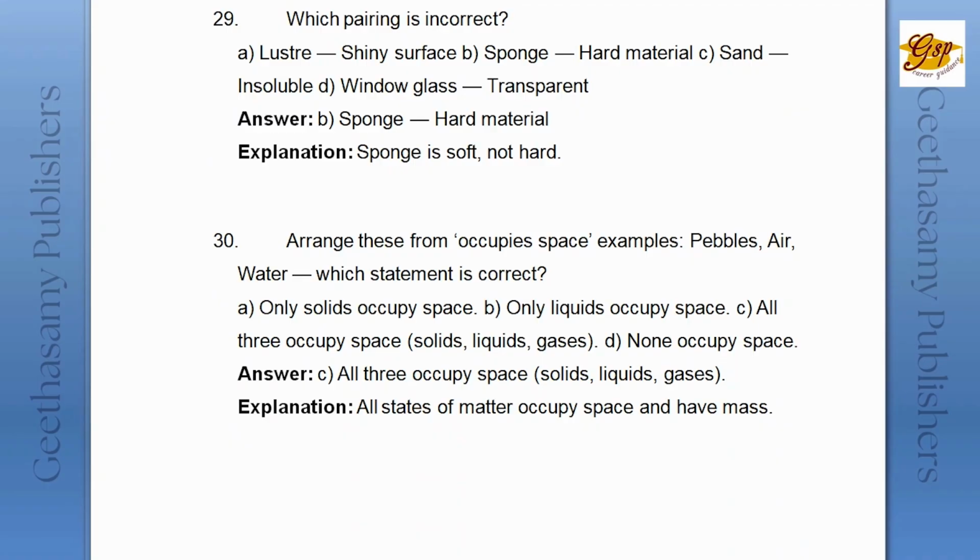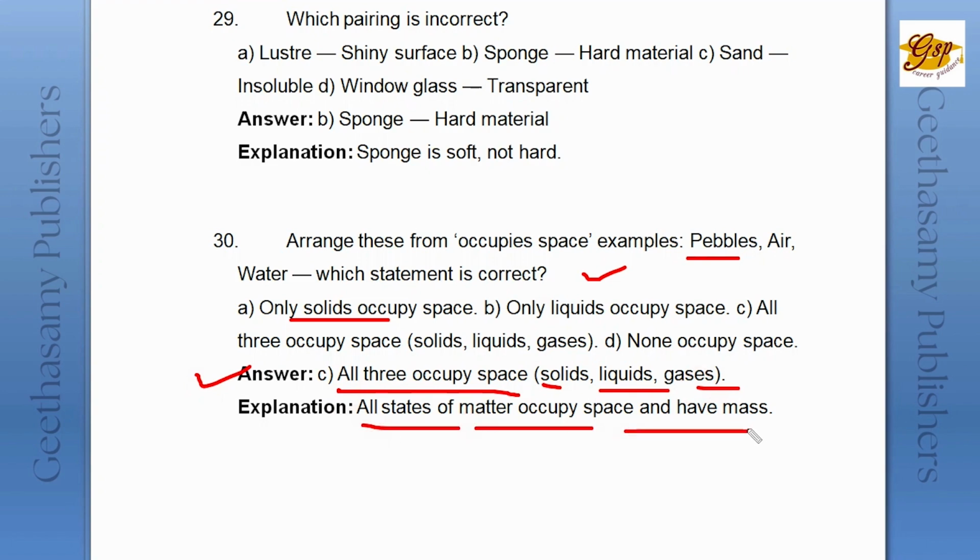30th question. Arrange these from occupying space. Example, bubbles, air, water. So: only solids occupy space, only liquids occupy space, all 3 occupy space, solid, liquid, gases, or none occupy space. The correct answer is all 3 occupy space, solid, liquid and gas. All states of matter occupy space and have mass also, right?